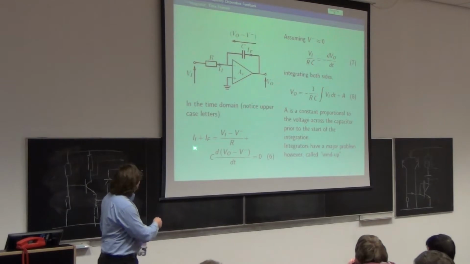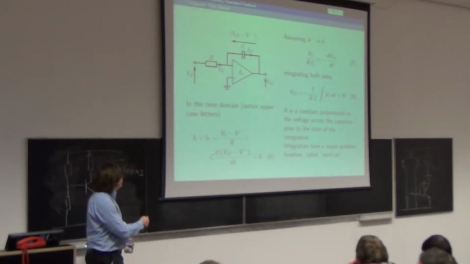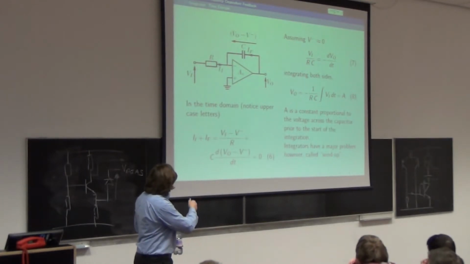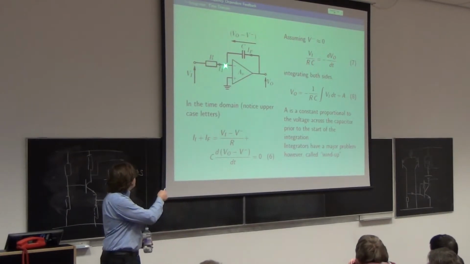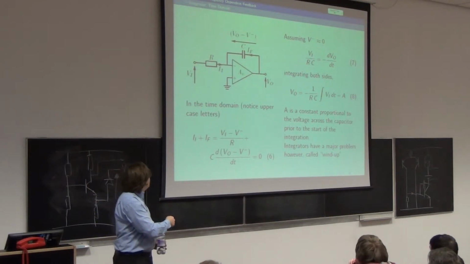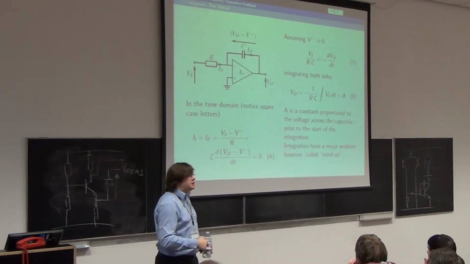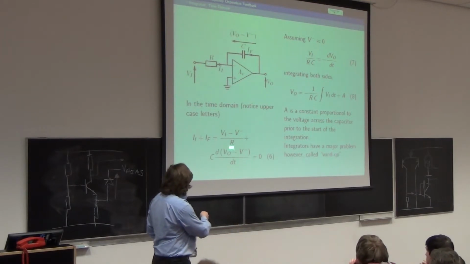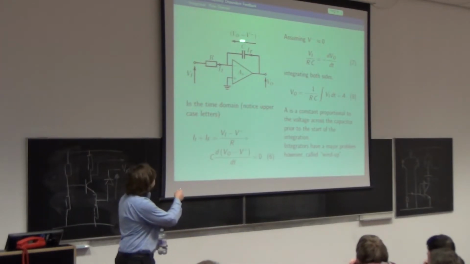So if you sub in voltages for II and IF, you'll end up with VI minus V minus, where V minus is that node. Divide by R, so the voltage across there, divide by the resistance. And then you have to use IC equals C dV by dt, which yields that lot, where V out minus V minus is the voltage across the capacitor.